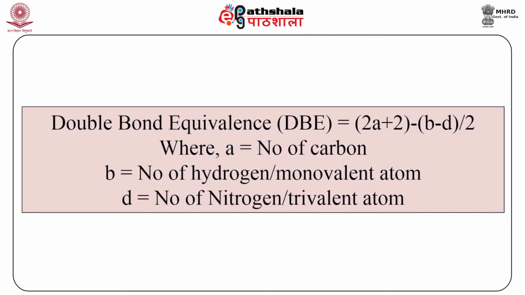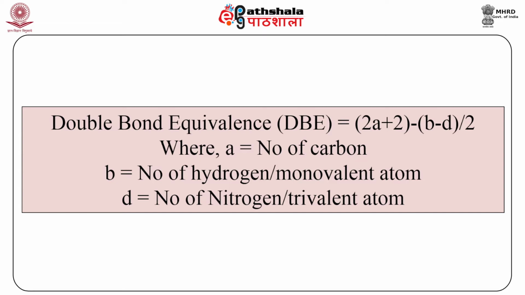Now, to solve questions like this, it is really important that we first find out the double bond equivalence of the given compound. As can be seen, the formula (2A plus 2 minus B minus D) divided by 2 is the formula for finding the number of double bonds or cyclic structures in a given organic compound.